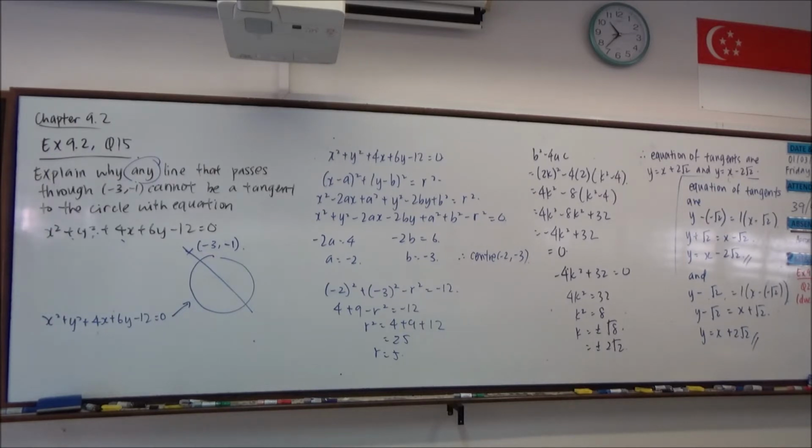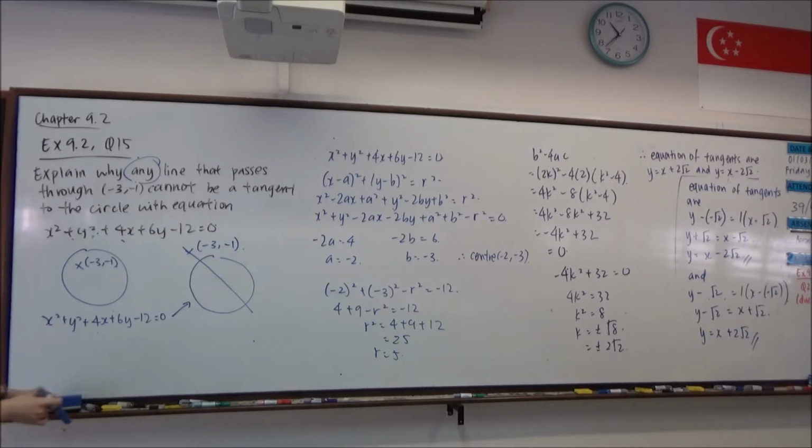Okay, so now that we have found out the center and also the radius, actually our point, why is it always outside the circle? It can be inside the circle, right? We do not know, right? Why does it have to be outside the circle?